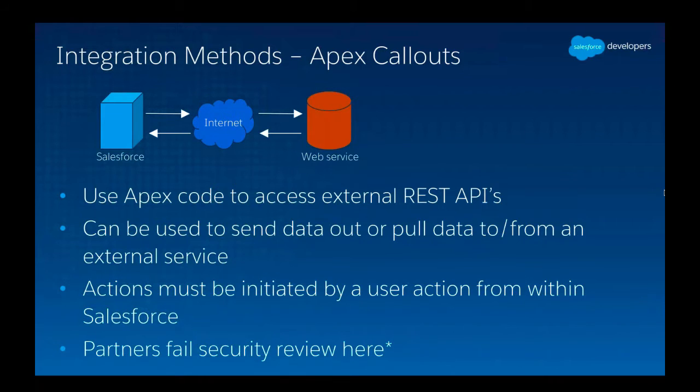But one of the things that we mostly see in partners' code is that these actions or Apex callouts are not mostly initiated by a user action, which sometimes creates a security problem. If the data is actually requested by the user, then those actions must be initiated by user action rather than just automatically retrieving user data from the external services or pushing data from the Salesforce platform itself.